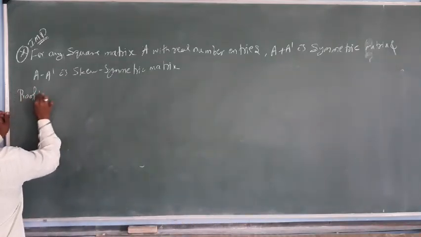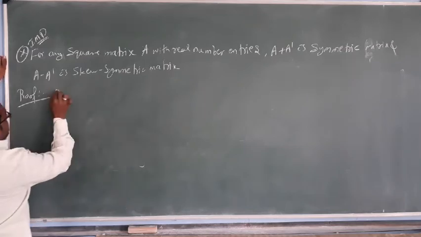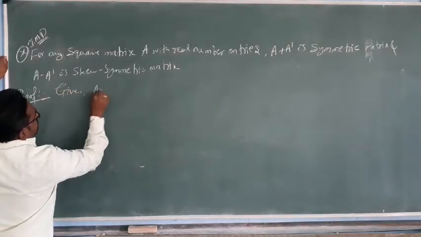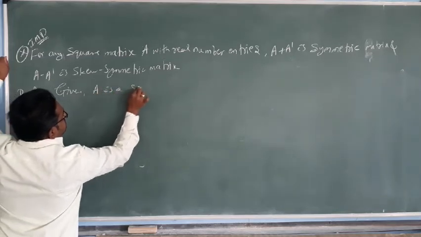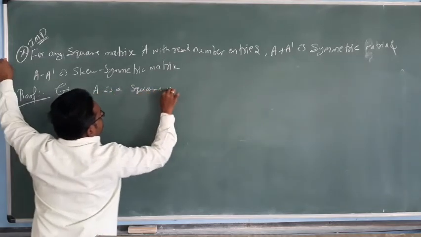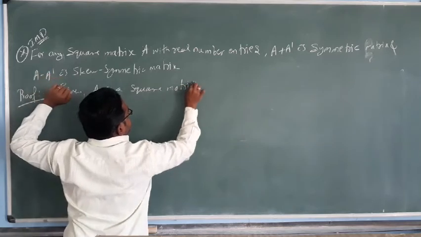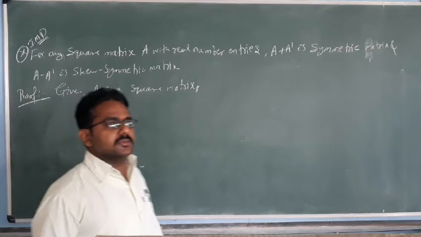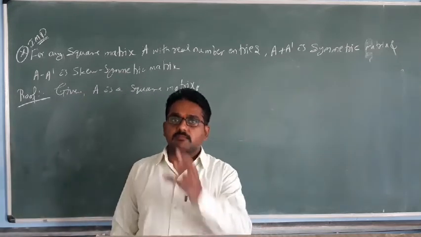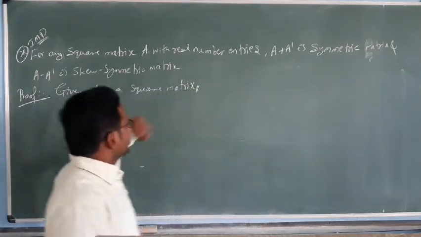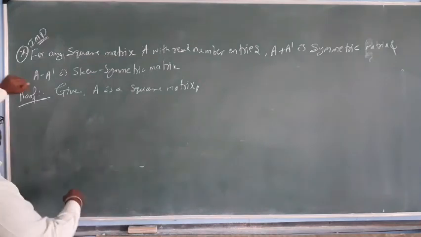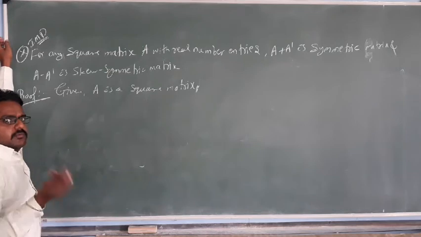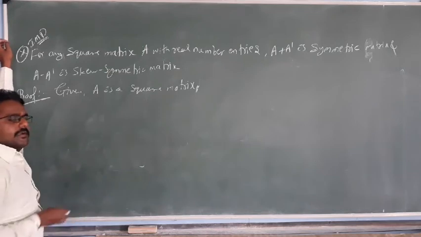So how will you prove this, students? The given is that A is a square matrix. What do you mean by a square matrix, students? The number of rows and the number of columns of the given matrix are equal. That is a square matrix. For any square matrix, the dimension may be 2 by 2, 3 by 3, 4 by 4, whatever the order.